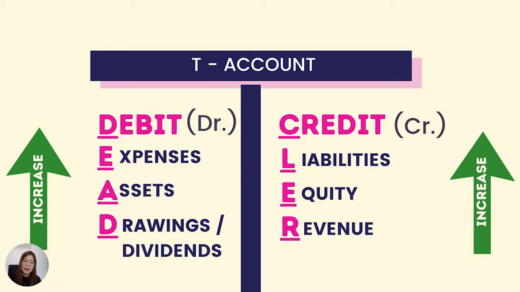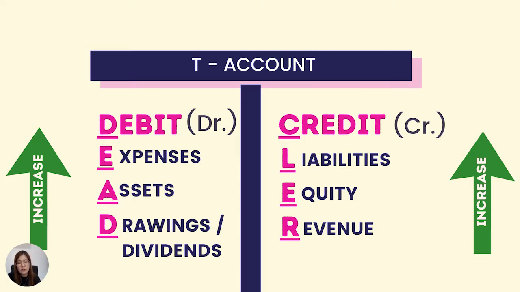Okay, for debit side, ang expenses, asset, dividends, and drawings, these are increased when we debit. Therefore, kung gusto naman natin siya i-decrease, dapat i-credit natin siya. Tama? For credit side naman, yung liabilities, equity, and revenue, these are increased when we credit. Therefore, kung gusto naman natin to mag-decrease, dinidebit natin siya. Okay? So, don't forget the D.E.A.D and C.L.E.R.